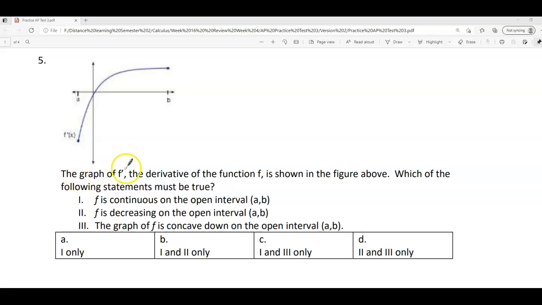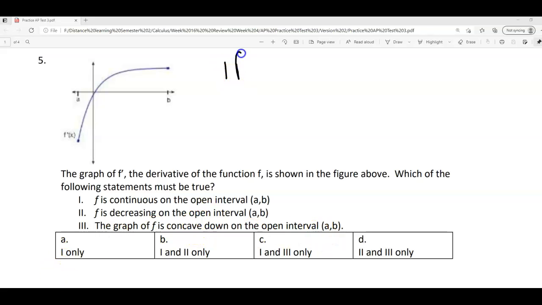All right, so here they're telling us that we have a graph of f prime. So this is the graph of a slope function, or the derivative function of f. Okay, so this is the graph of f prime. Which of the following statements is true? Well, notice they're asking about whether it's continuous, decreasing, and concavity. All right, so let's think about that a little bit.